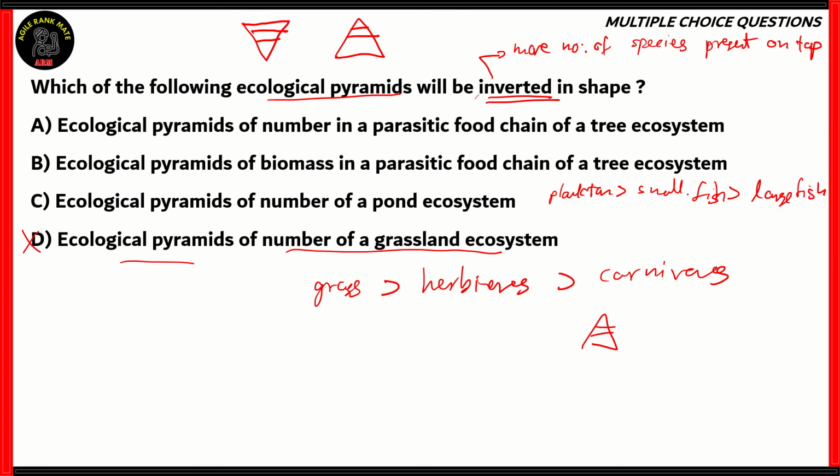So there's more plankton than small fish, and there's more small fish than large fish. So therefore this is again an upright pyramid, so therefore option C is incorrect.